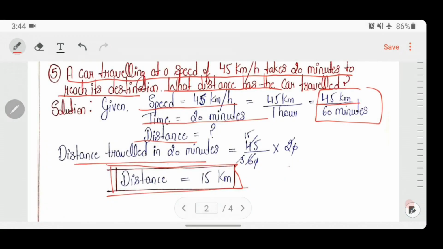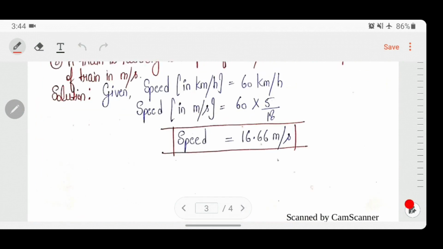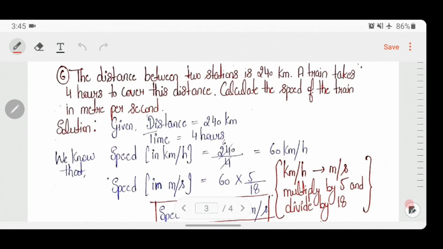So now students, let's move to the next numerical. In the next numerical, it is given that the distance between two stations is 240 kilometers. A train takes 4 hours to cover this distance. Now calculate the speed of the train in meter per second. So you have been given the distance between two stations, and the train takes 4 hours to cover this distance. Now you have to calculate the speed of the train in meter per second.